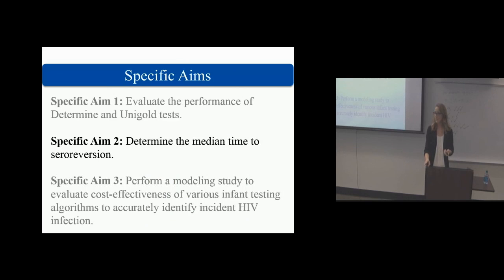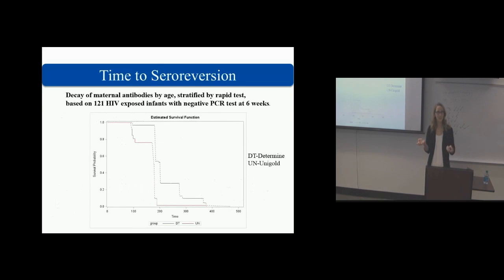So second, the decay of antibodies, or when the maternal antibodies wane. Not surprisingly, we see something different. Where in unigold, which is the red, they waned earlier than determined. Remember, because of this false positive issue, that means it's going to continue catching those maternal antibodies for a longer time.